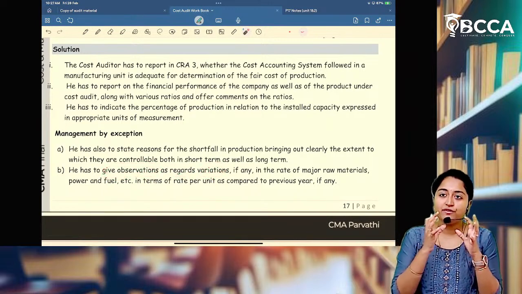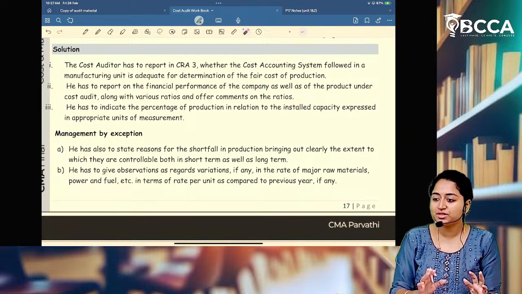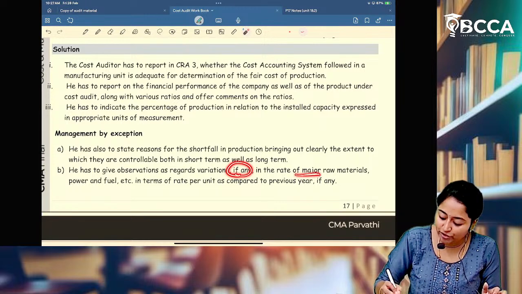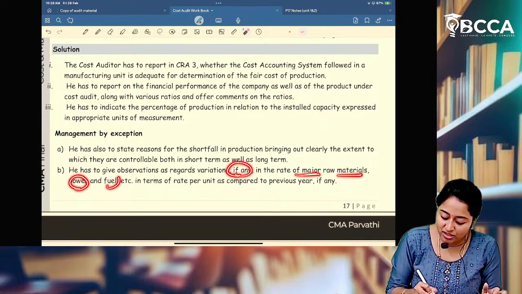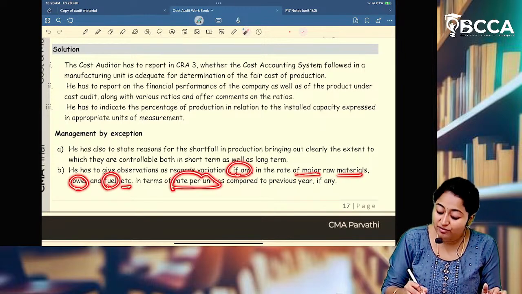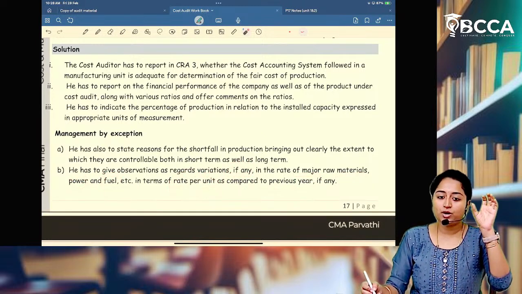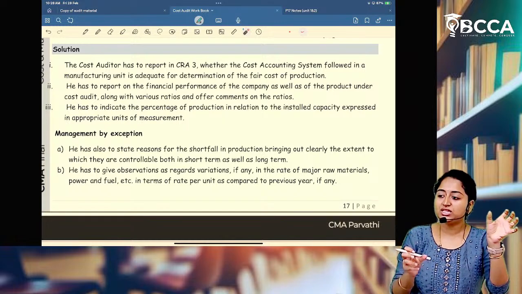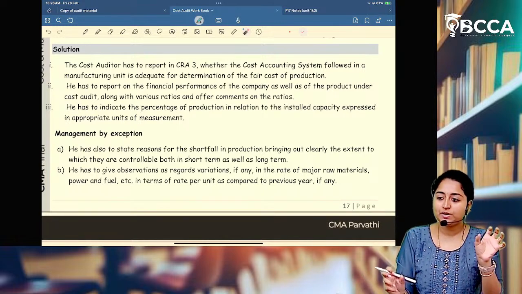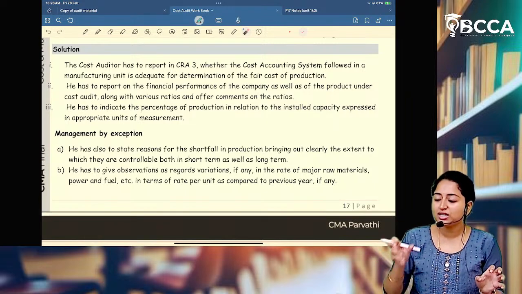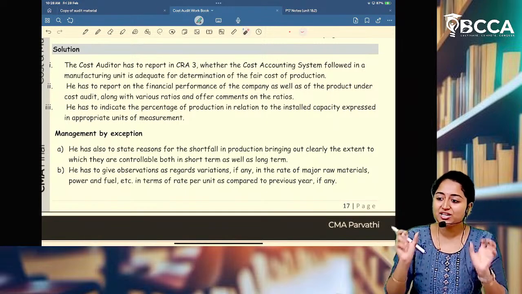Now he has to give whatever he has observed in particular statements and records, if any, in the rate of major raw materials, power, fuel, etc., in terms of rate per unit as compared to the previous year. He has to compare what the material amount is in the previous year and current year, what the labor amount is in the previous year and current year, power, current year, previous year, fuel, current year, previous year. He has to analyze each and every cost element.